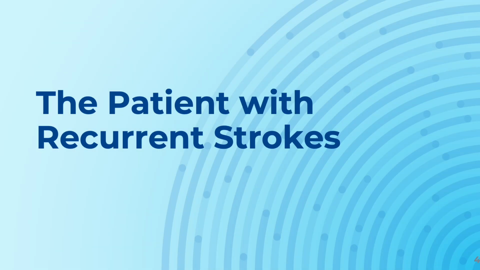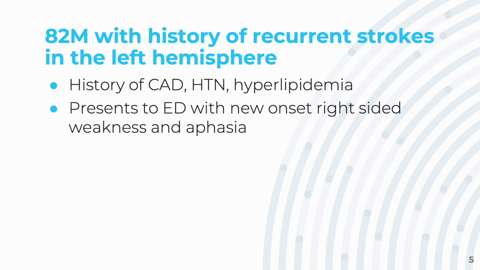So let's start with the case. This is a patient with recurrent strokes. He's an 82-year-old man with a history of recurrent strokes in the left hemisphere. His stroke risk factors include coronary artery disease, hypertension, and hyperlipidemia, and he presents to the emergency department with new onset right-sided weakness and aphasia.